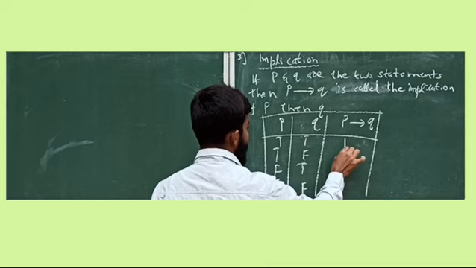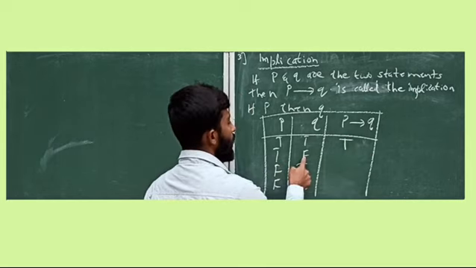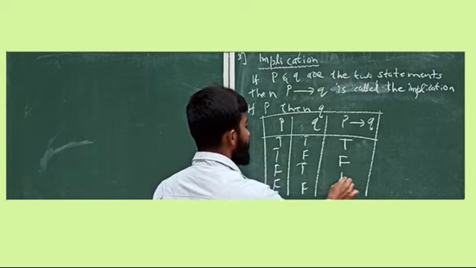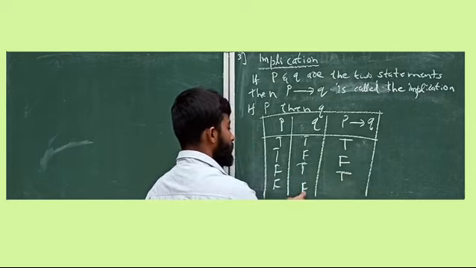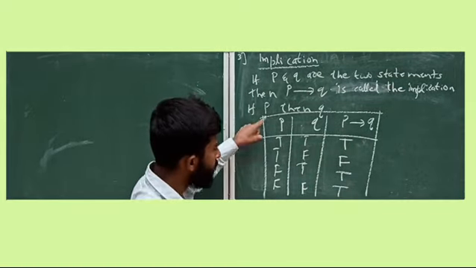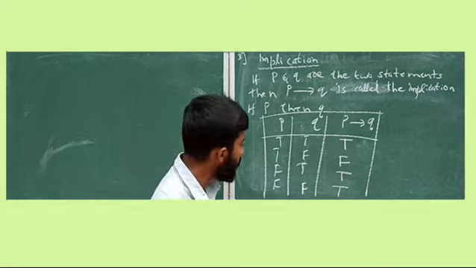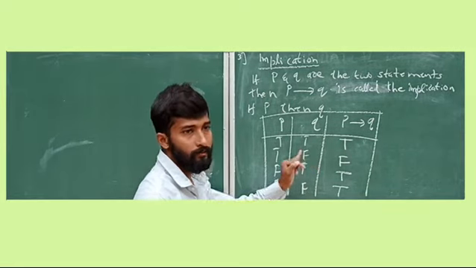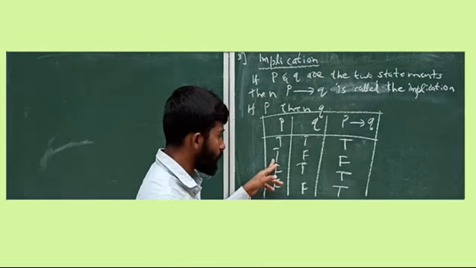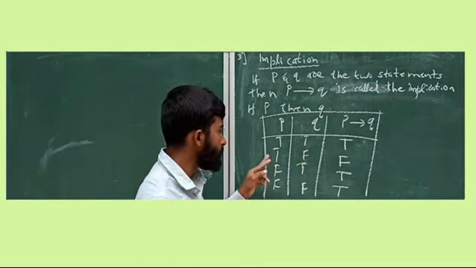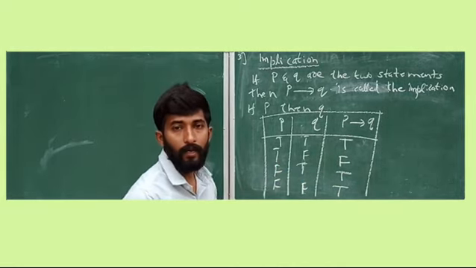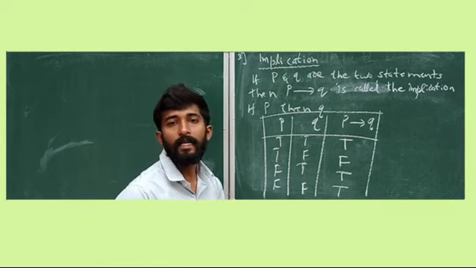Then say implication. True, true, the statement is true, but true, false, the statement is false. False, true, again the statement is true. False, false, again your statement is true. In implication, the statement is false only when the second statement is false. That means the conclusion is false. Condition is true, conclusion is false. That means P is true, Q is false, then only the statement is false. In all other cases, the statement is true.